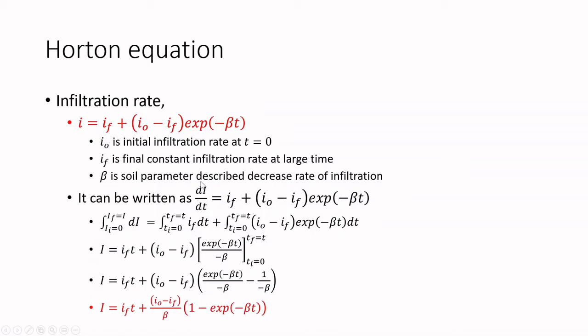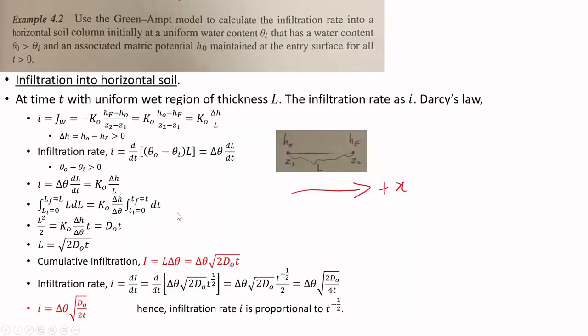All right, so the derivative of cumulative infiltration with time. The time derivative of the cumulative infiltration will give us the infiltration rate, so obviously this unit will be meter over second. Then if we put in the cumulative infiltration here, at the end of the derivation, you have I equals the change in water content times the square root of d naught divided by 2 times time.